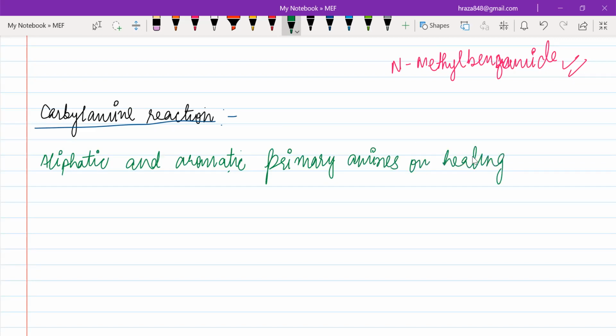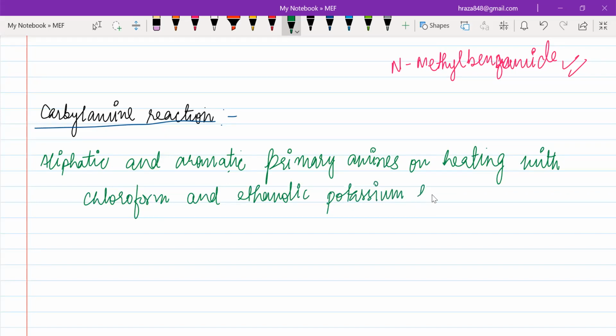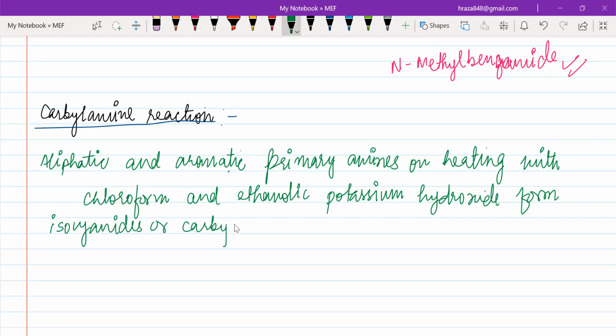If you are going to heat with chloroform and alcoholic potassium hydroxide, that means basically ethanolic potassium hydroxide, it forms isocyanide, or carbylamines. And basically carbylamines or this isocyanide are foul smelling substances. The smell is foul smell.